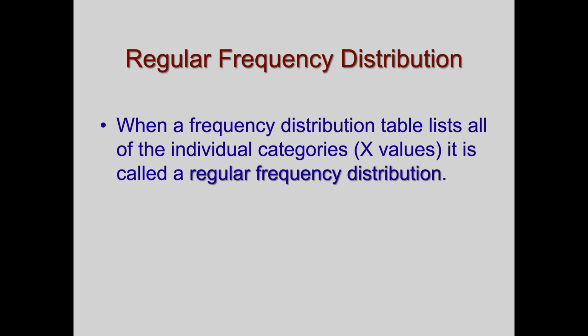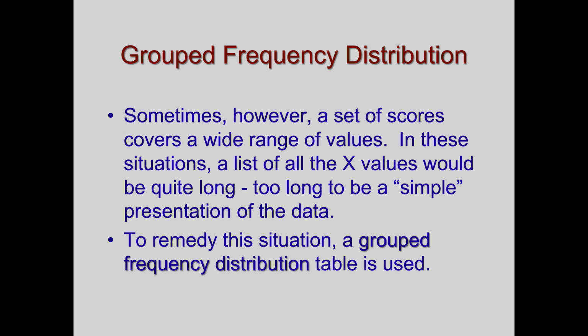So in other words, list all the X values, you get a regular distribution. But sometimes you want to group them, okay? When that happens, you have a set of scores that covers a wide range of values. Let's say we did every score from, for argument's sake, 0 to 100 on a test. Well, that's a whole lot of scores to put in a table.